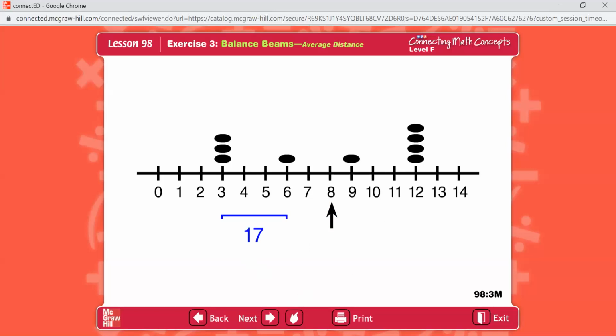Pause the video now to work it and answer the question, are the numbers the same on each side? Is it balanced? Yes, it is balanced. That's how we check our work.